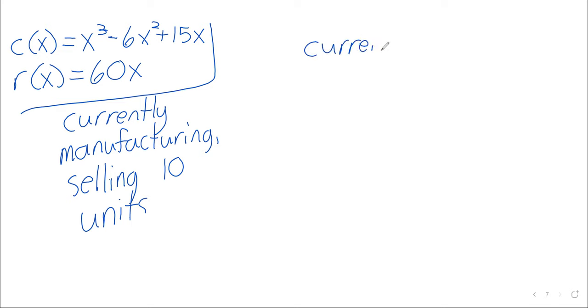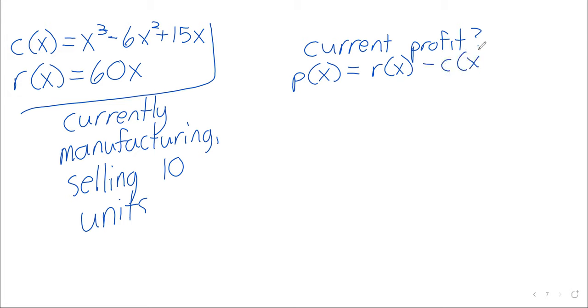Our current profit. Are we in the black? Are we in the red? Is our profit positive or negative? Well, as I say, this isn't a calculus problem. This is a subtraction problem, really. The profit is the revenue minus the cost.